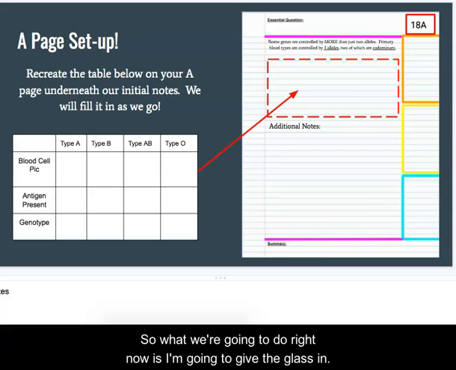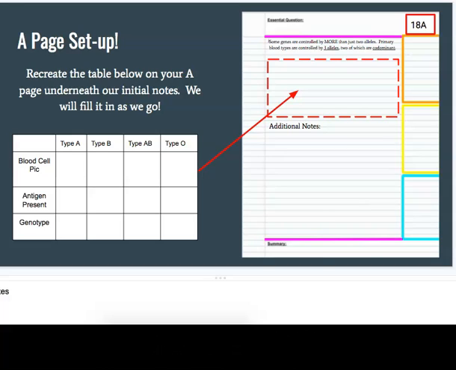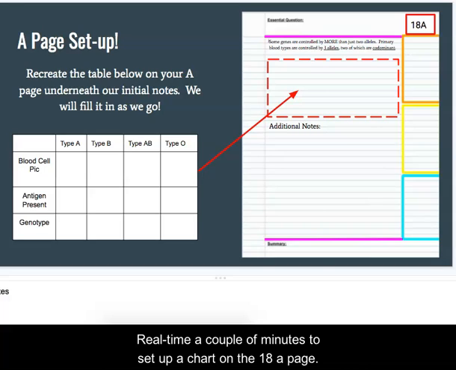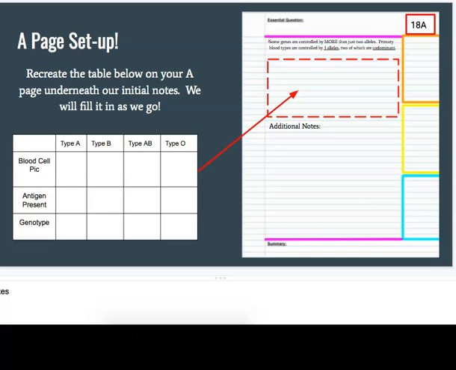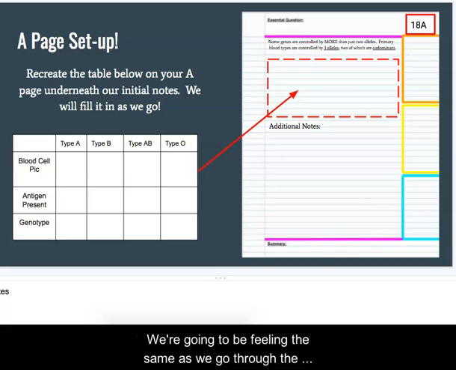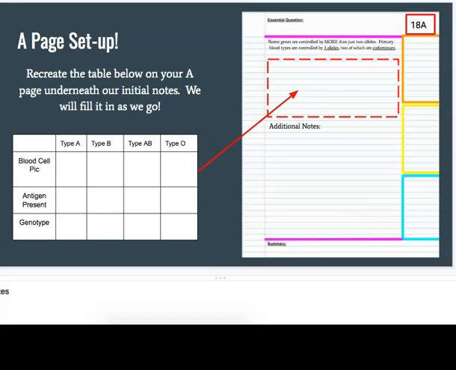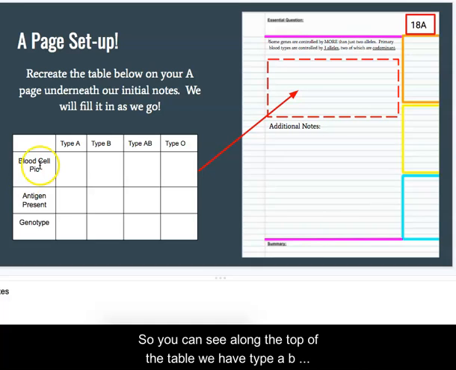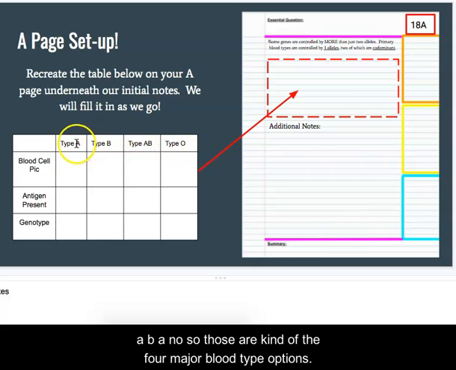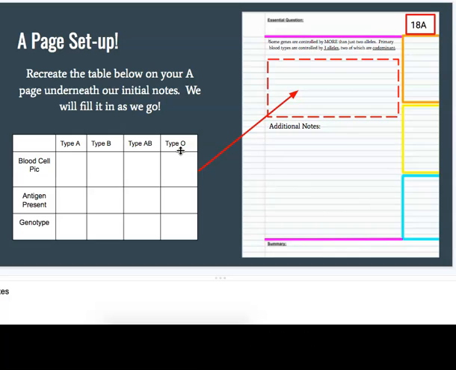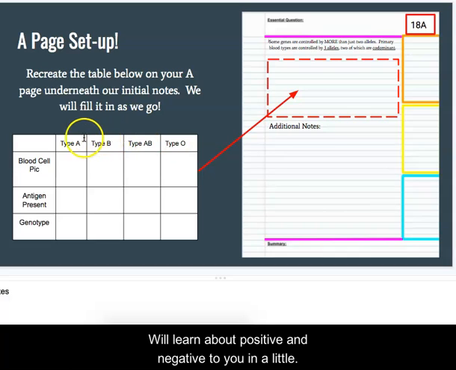Okay, so what we're going to do right now is I'm going to give the class in real time a couple of minutes to set up a chart on the 18A page. We're going to be filling this in as we go through the notes, but it's easier if we set up the table now and then just fill it in. You can see along the top of the table we have type A, B, AB, and O. Those are the four major blood type options. We'll learn about positive and negative too in a little bit.